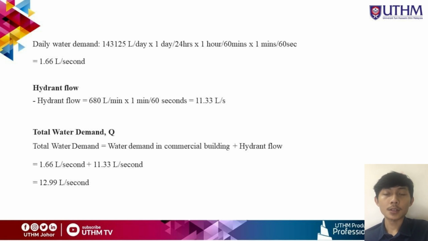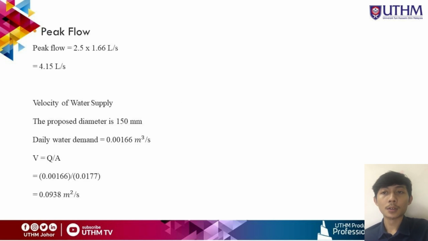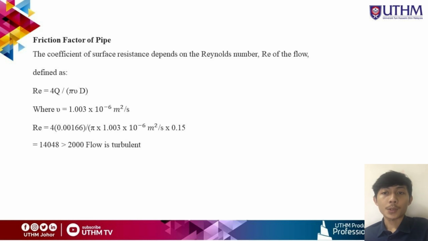So next is to measure value of K for different fittings. We took the K value in the previous article. So next is for velocity of water supply is equal to 0.0938 meters square per cube, and friction factor pipe is Re equal to 14048, more than 2000, flow is turbulent. Next is calculation head loss in pipeline. Pipe 1, node 1 to 2, length is 31 meter. Friction loss HF equal to 5.856 times 10 negative cube.